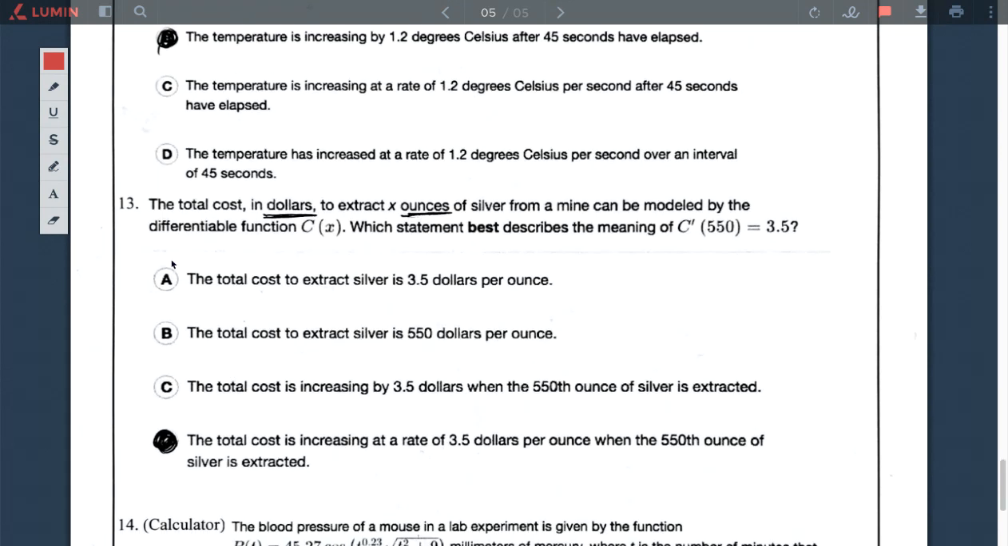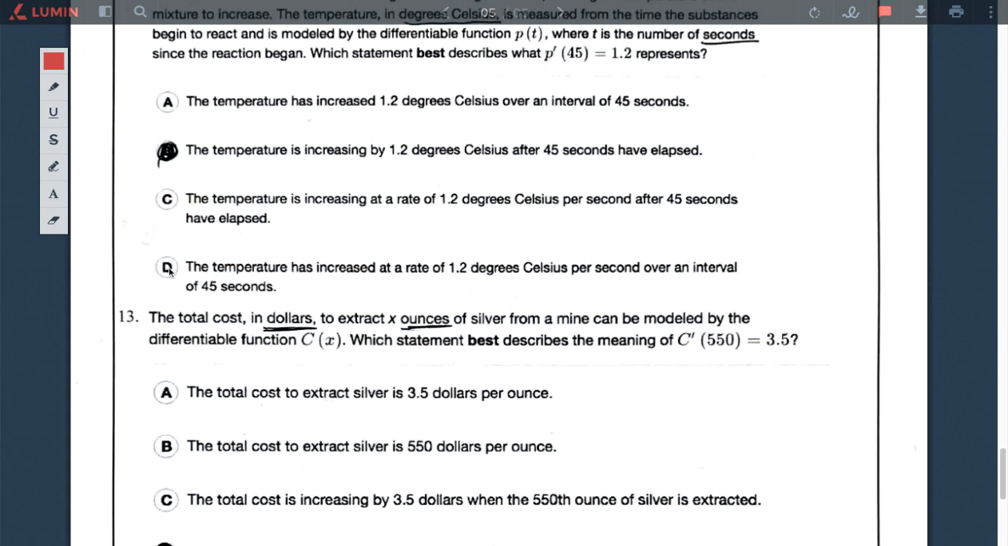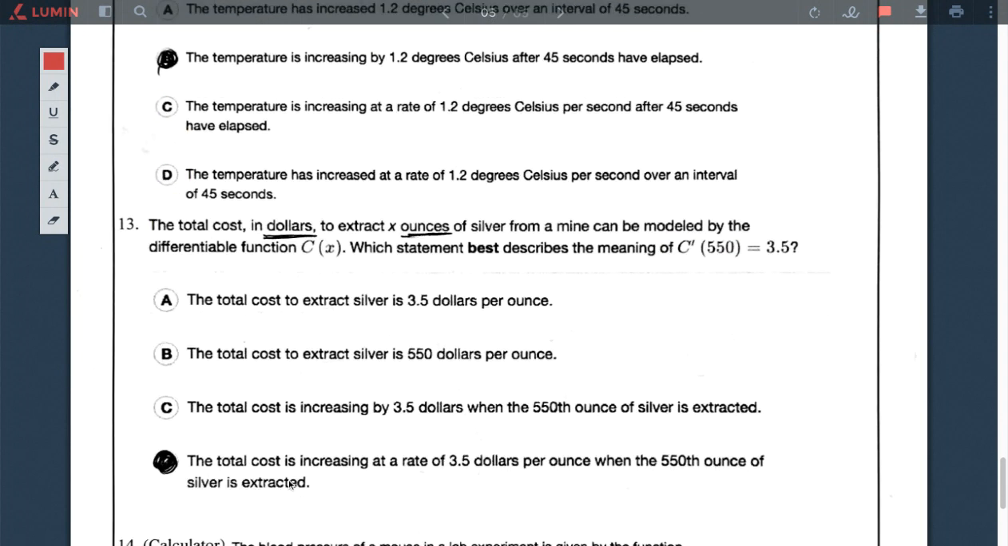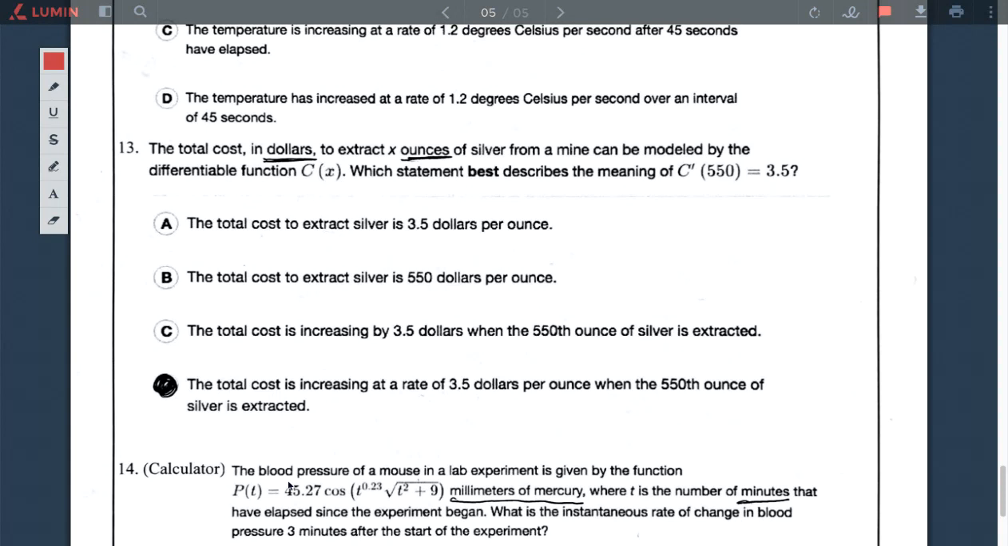But again, units are your best friend. It should have been down to C or D, but over the interval right there was a dead giveaway that's AROC. We wanted IROC.